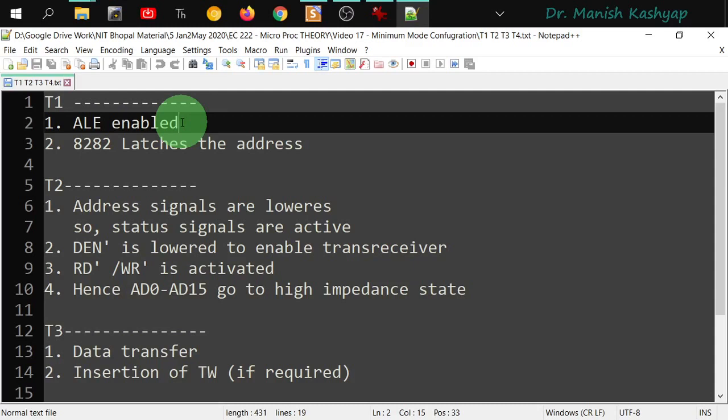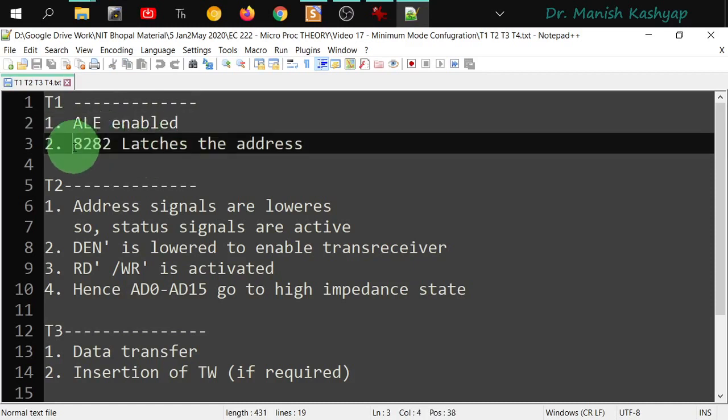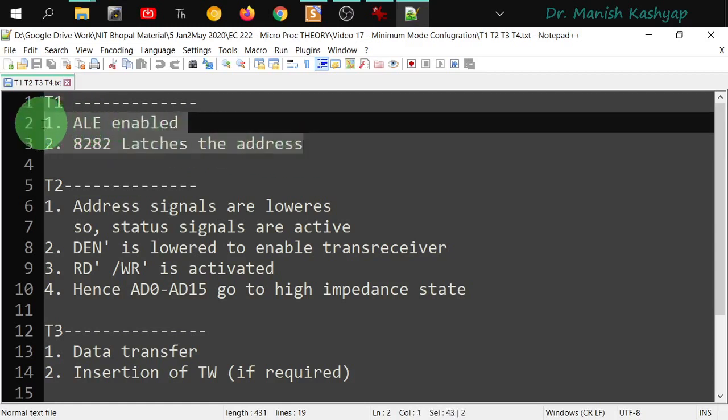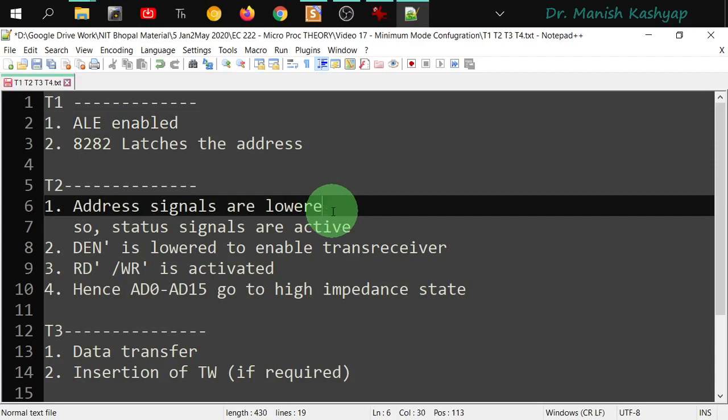So the first task that we have to do is enable this address latch enable signal, so that whatever address has been provided will be latched by the address latch that I have just shown you. The 8282 address latch will be there, and the address will be latched there. So in T1, these two things happen, and after that in the T2 state, the address signals are lowered. This happens in the T2 state.